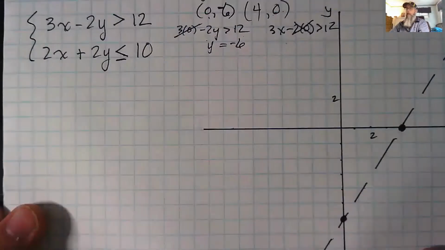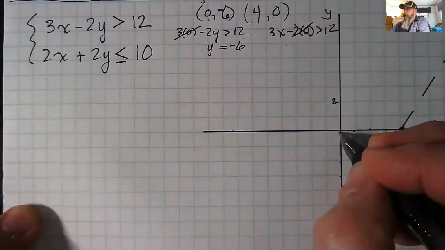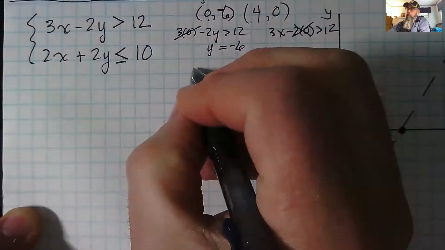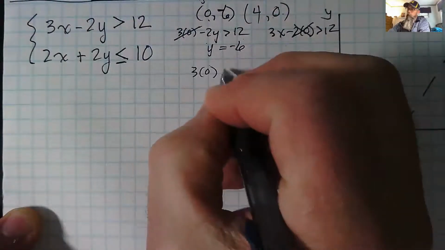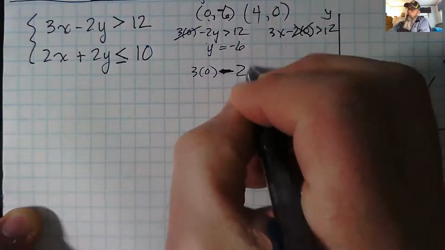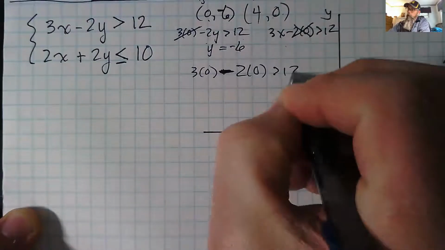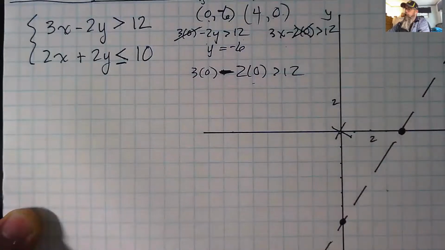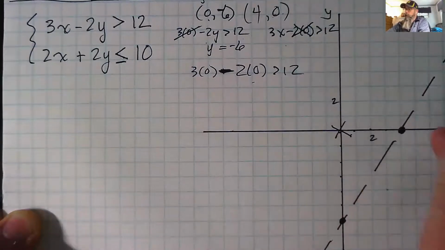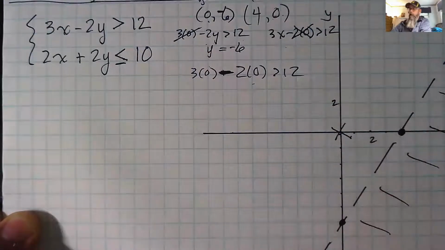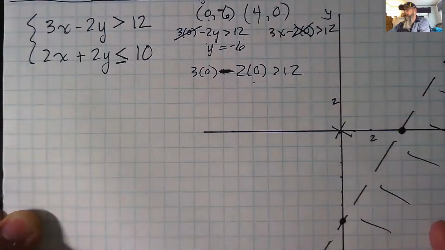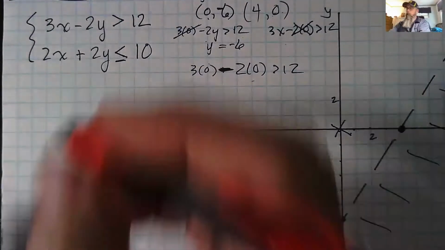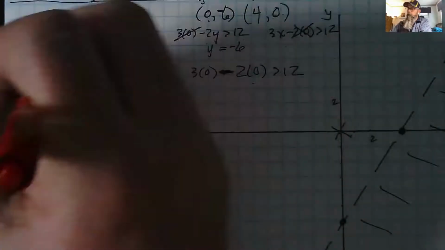Okay. 0, 0 is not on this line, so I'm going to use that as my test point. So 3 times 0, minus 2 times 0 greater than 12. Is 0 greater than 12? Well, this is ironic that none of these are actually working, which is fine, right? Okay, so that means we're going to shade on the opposite side. We shade over here.